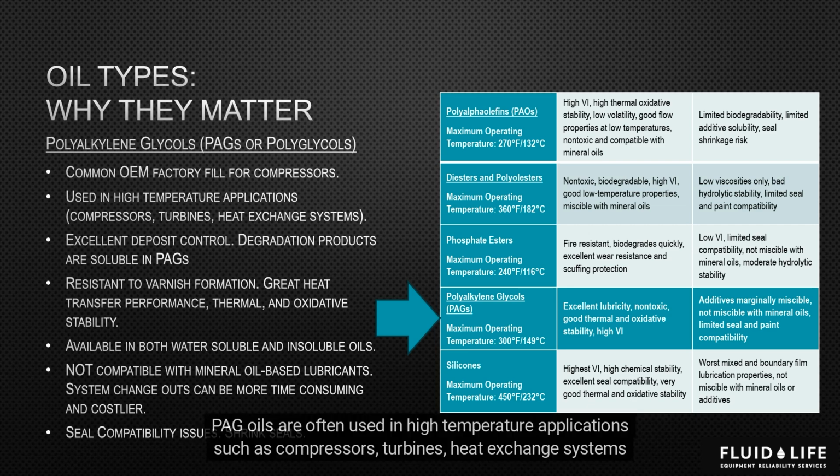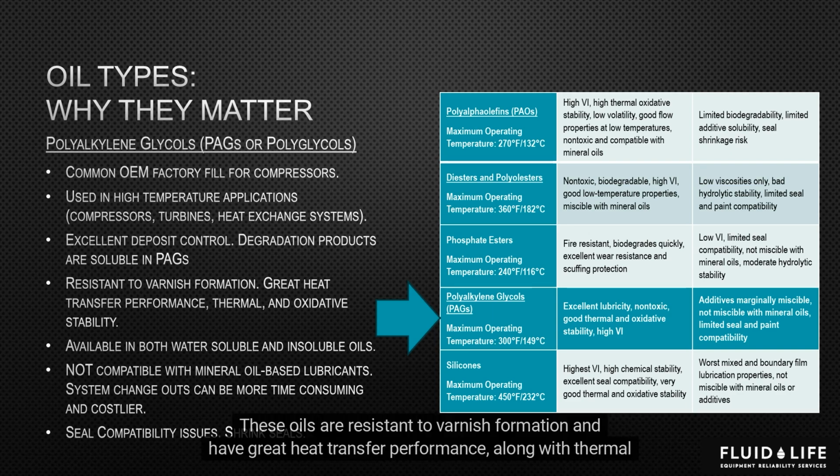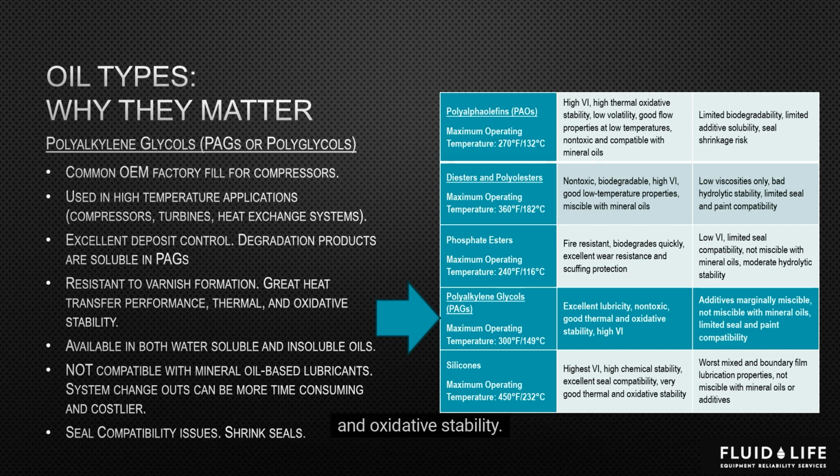PAG oils are often used in high-temperature applications such as compressors, turbines, and heat exchange systems, and have excellent deposit control, as degradation products are soluble in PAGs. These oils are resistant to varnish formation and have great heat transfer performance, along with thermal and oxidative stability.